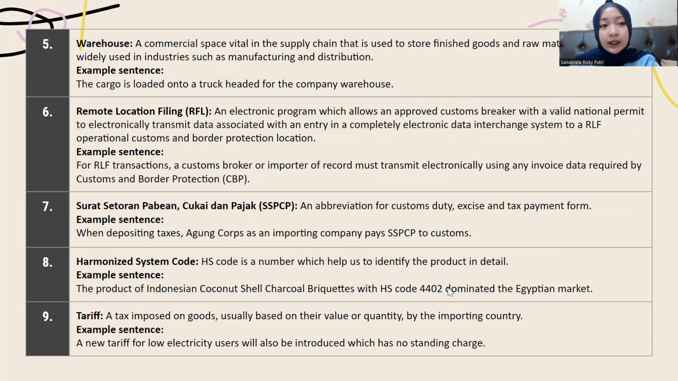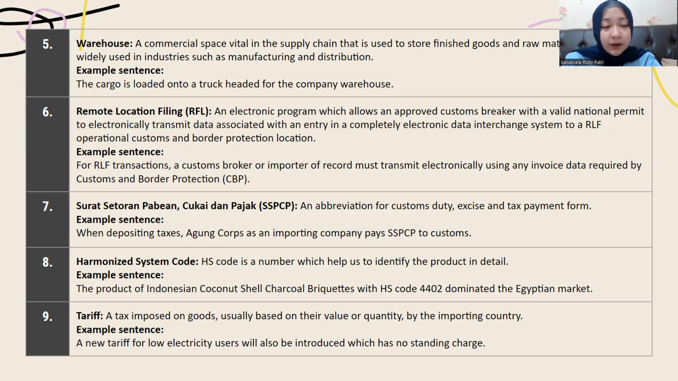And next, number 5 is warehouse. Warehouse is a commercial space vital in the supply chain that is used to store finished goods and raw materials and is widely used in industries such as manufacturing and distribution. And the example sentence is, "The cargo is loaded onto a truck headed for the company warehouse."